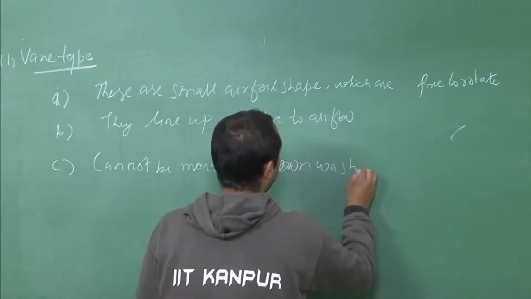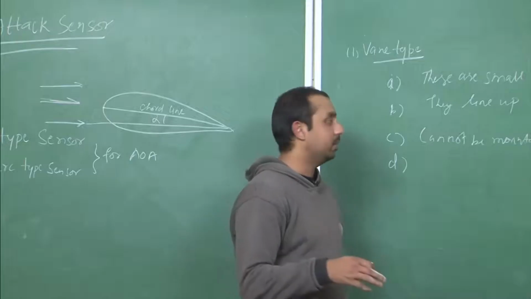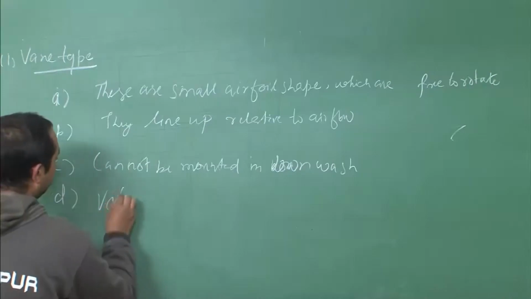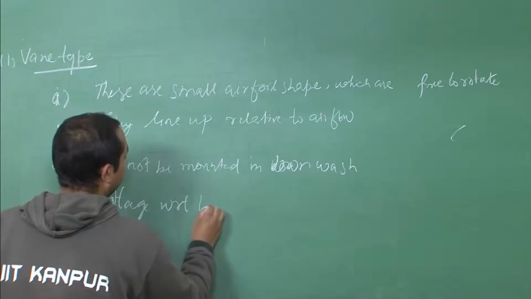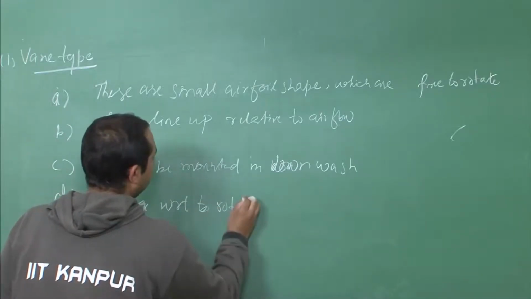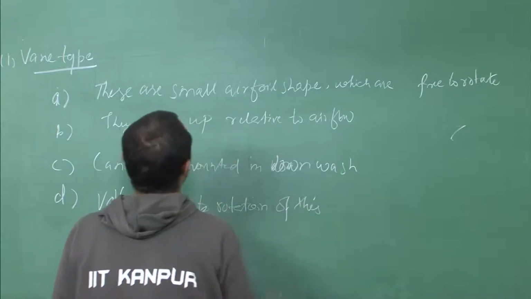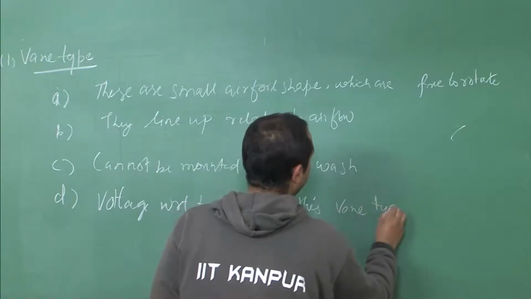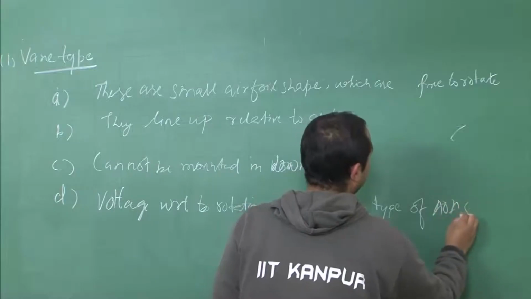voltage with respect to rotation of this vane type of angle of attack sensor. Now this was for a vane type of angle of attack sensor. This is a small angle of attack sensor used for small UAVs and small aircraft.